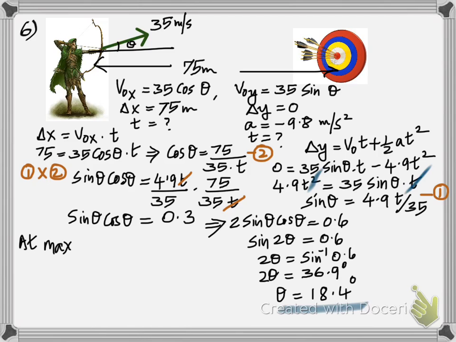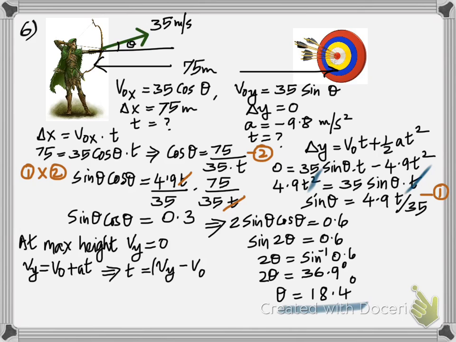Now in the second part, B, there is a large tree halfway between, and the branch is 3.5 meters above the release height of the arrow. Question is, will the arrow go over or under the branch? Okay. We know that at the maximum height the vertical component of the velocity is 0. So we can use this equation to make t the subject and then substitute what we know.